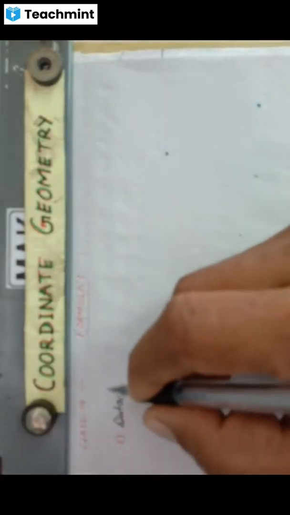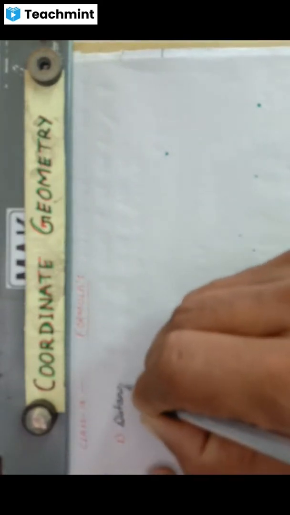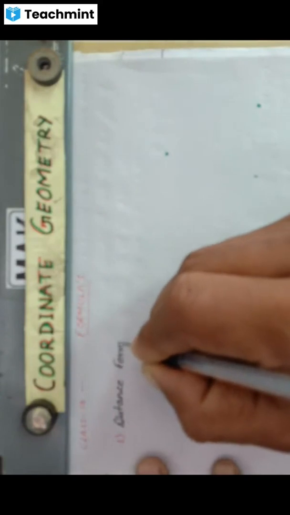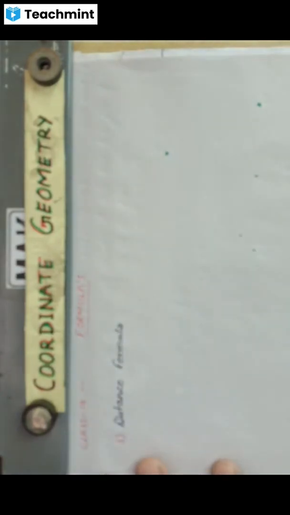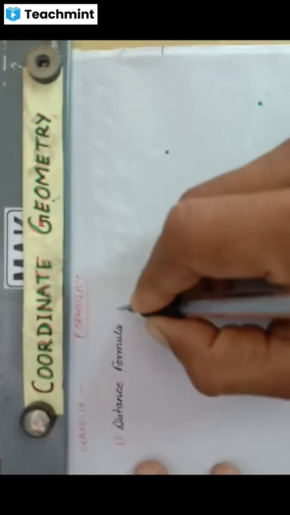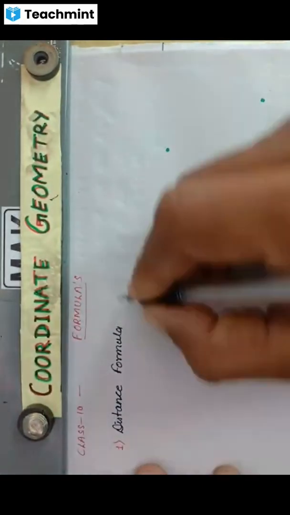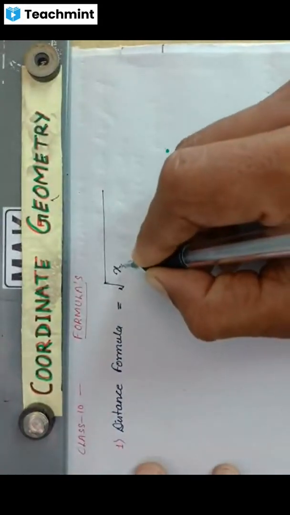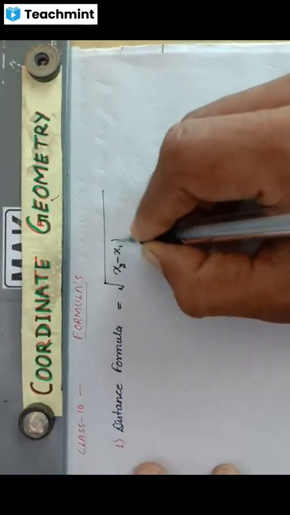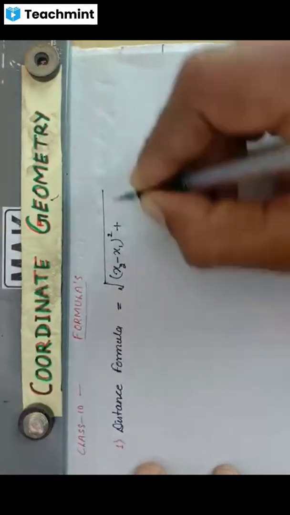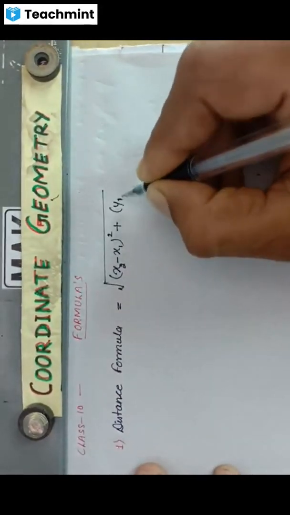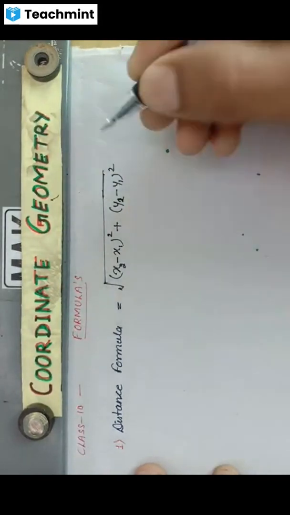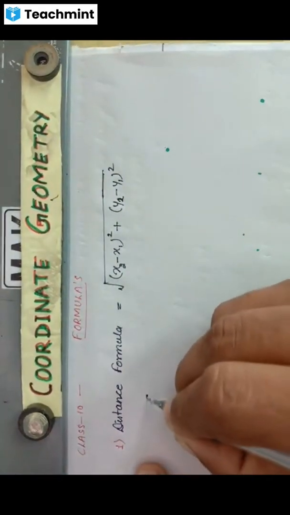Can anyone tell me the distance formula? Does anyone want to let me know what the distance formula is? Suppose we have two points. The distance is the square root of (x2 minus x1) whole square plus (y2 minus y1) whole square. This is the distance formula. In this example we will see.